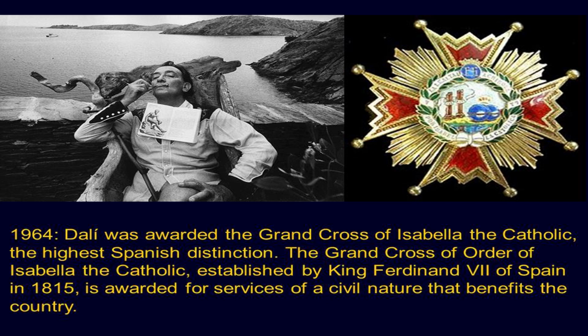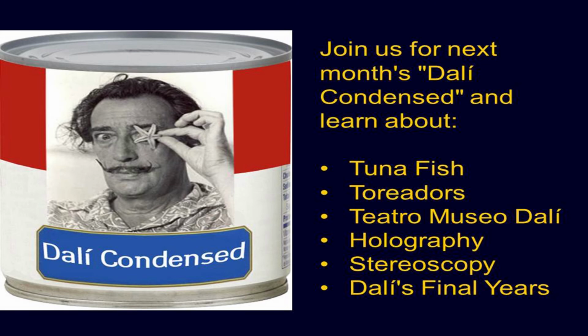So next month, what we're going to be looking at will be some tuna fish. We'll be talking about toreadors. We'll talk about Dali's museum, the Teatro Museo Dali, some of these strange experimental canvases that follow the ones that we looked at tonight. Look at a little bit of Dali's interest in holography and stereoscopy, and then the final years of Dali and Gala, which are really rather tragic, but that's a story for next month.